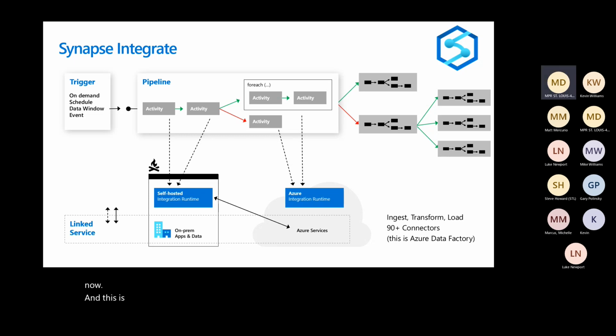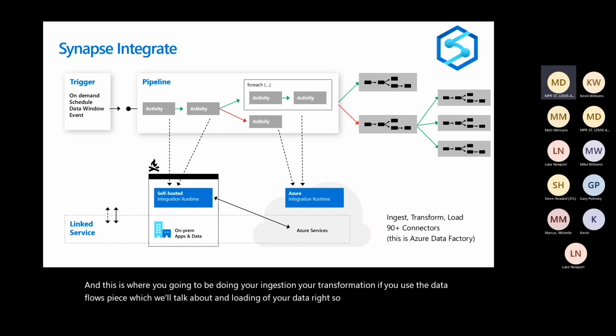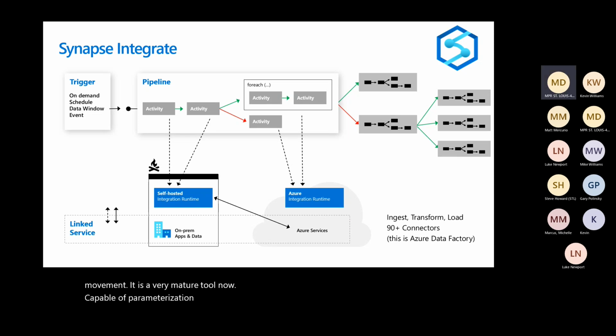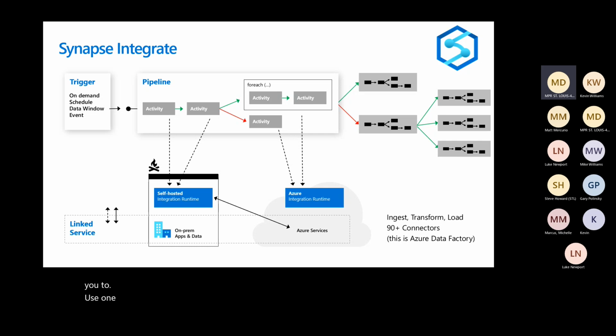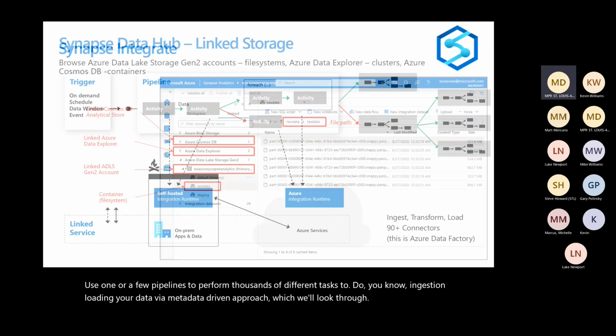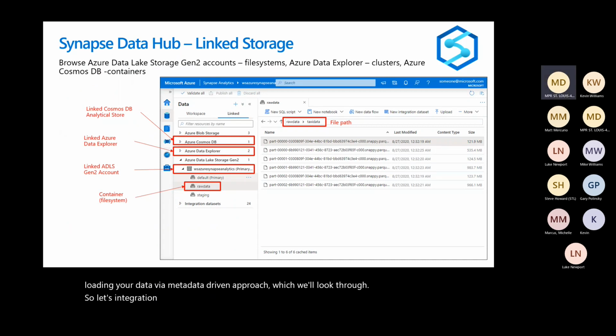This is where you're going to be doing your ingestion, your transformation if you use the data flows piece, which we'll talk about, and loading of your data. So this is all about data movement. It is a very mature tool now, capable of parameterization that allows extremely flexible pipeline development, allowing you to use one or a few pipelines to perform thousands of different tasks to ingest and load your data by a metadata-driven approach. So that's the integration piece, that left-hand column in the architecture there.